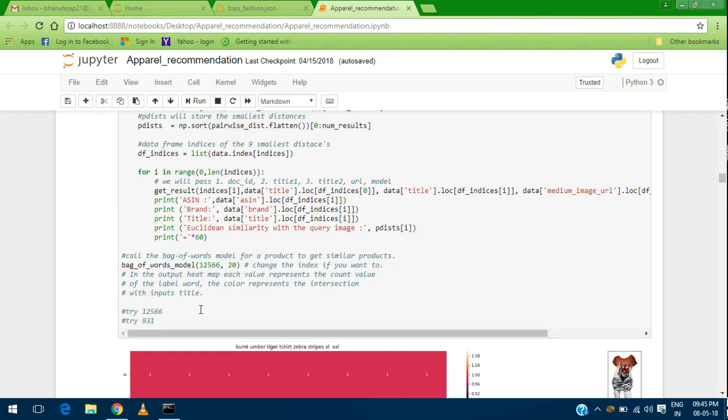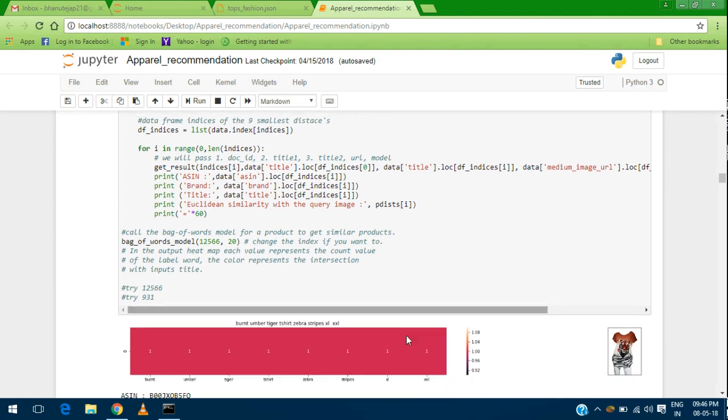Coming to the output recommendations, we are applying the bag of words algorithm on the product of ID 12566. 12566 is the ID of the product. This is the product, a t-shirt on which a tiger and zebra stripes are there. And the title of this product is Burnt Umber Tiger T-shirt Zebra Stripes XL Double XL. And this 20 is the number of similar products we want for the query product.